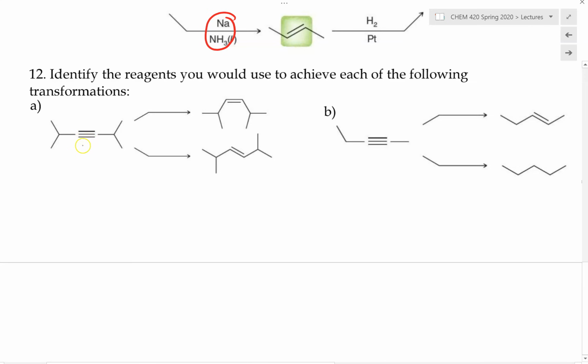So on the first one, we are taking this and converting it into a cis alkene. So we have an alkyne that is being reduced into a cis alkene. In this case right here, which set of reagents will we have to use? We know that we have to use hydrogen with the Lindlar catalyst. And if we were to convert this alkyne into a trans alkene, then we have to use the dissolved metal reduction method using sodium in the presence of liquid ammonia.